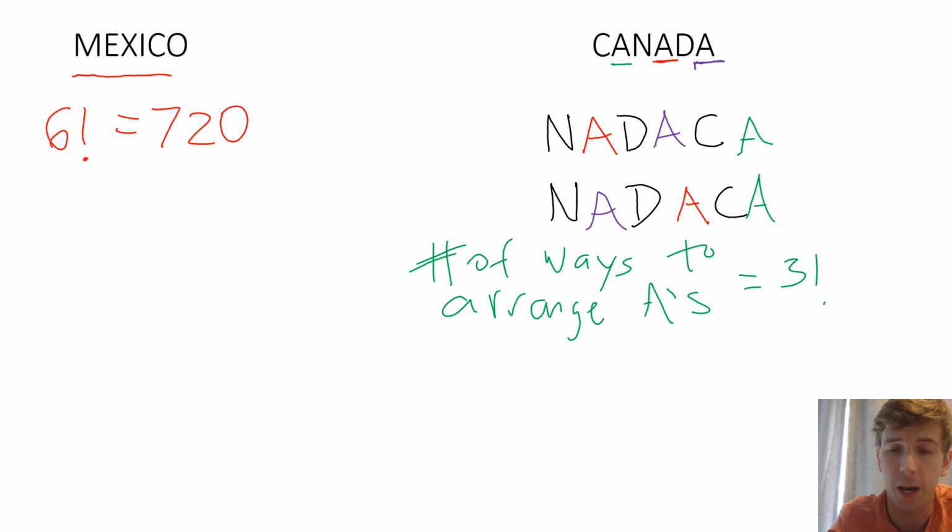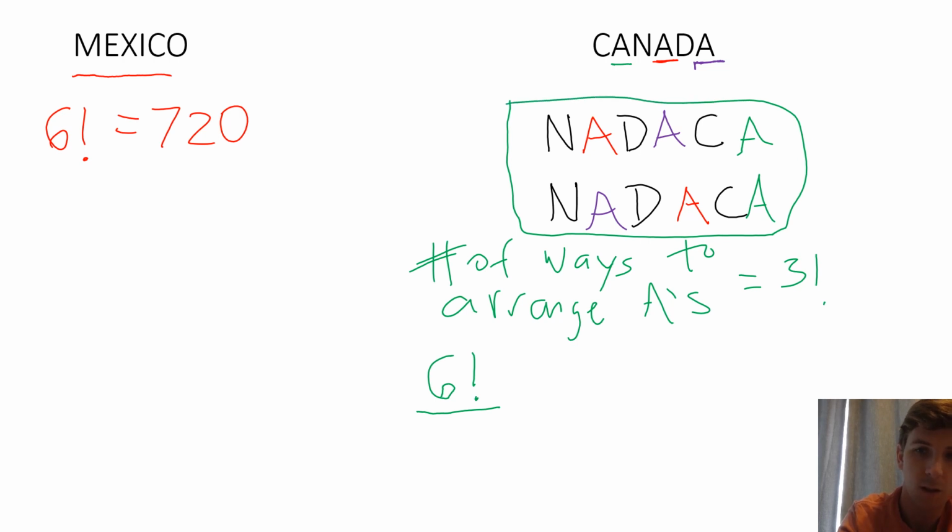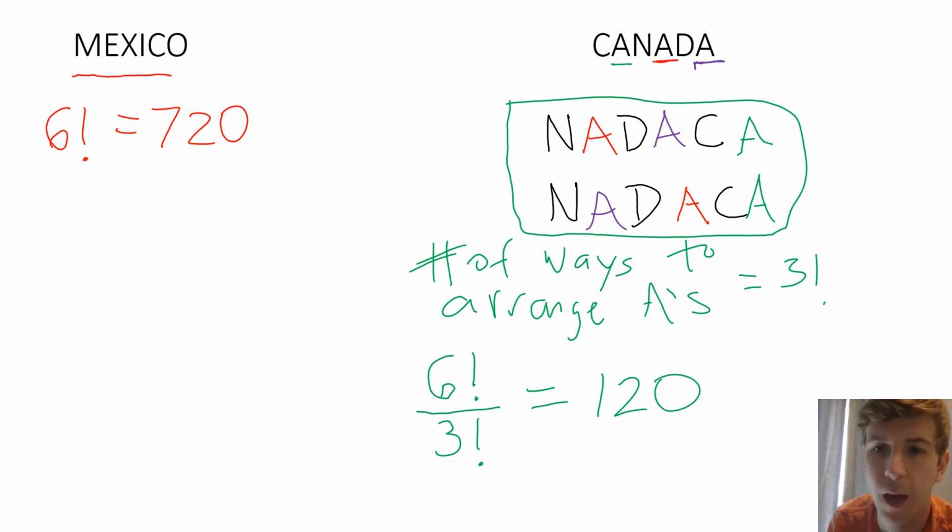And the total number of ways to arrange the letters in Canada, once again, it's a 6-letter word, so that's just going to be 6 factorial. And then we can just divide out by all of these repetitions, because at the end of the day, these arrangements are all going to be the same. So divide out by that 3 factorial. So 6 factorial divided by 3 factorial is going to be 120 ways.